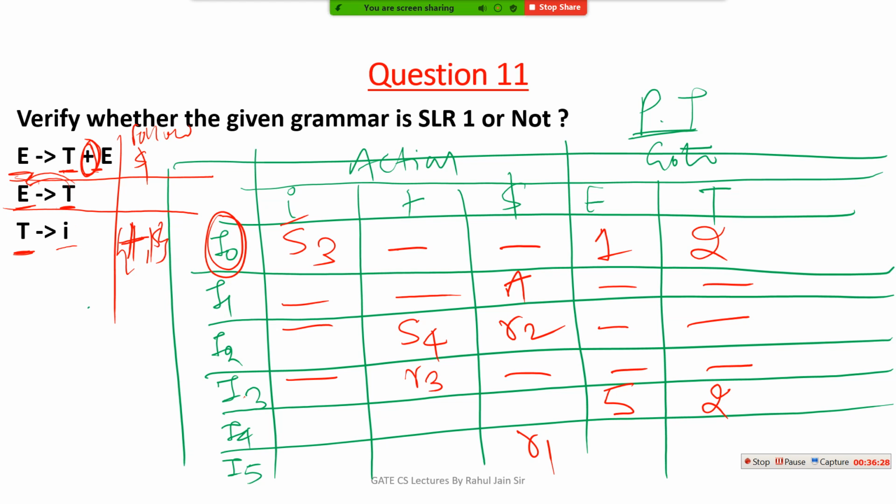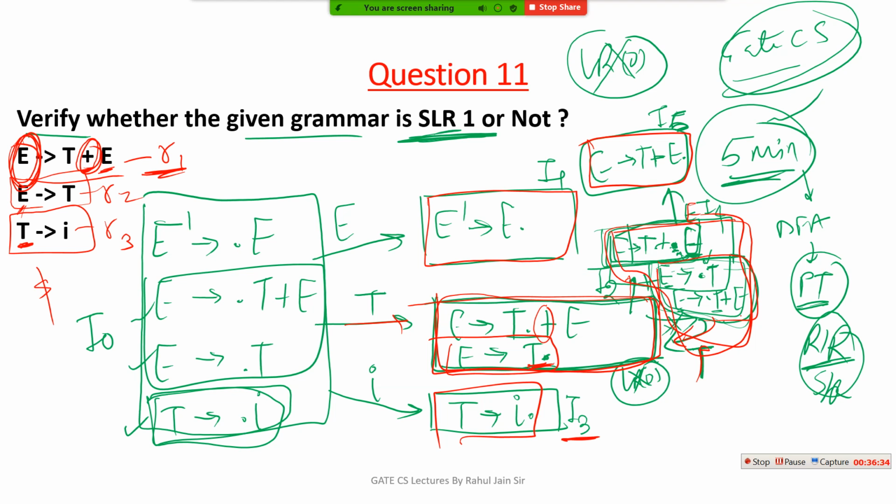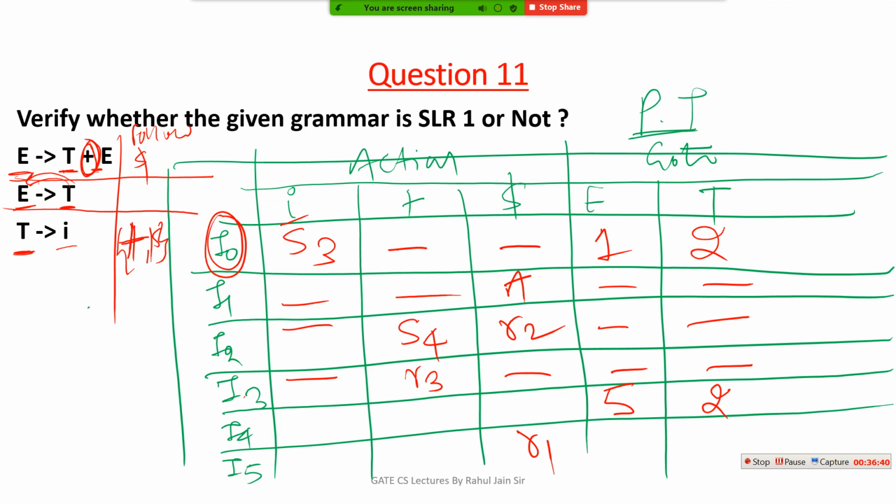So what have I reduced? T derives I dash, that is R3. R3 will reduce on dollar as well. R3 will reduce here as well. Is it clear, Sabrina? R3 will reduce on dollar itself. Is it clear, Sabrina?